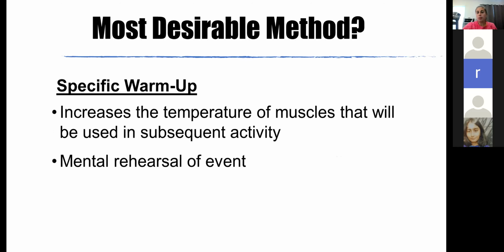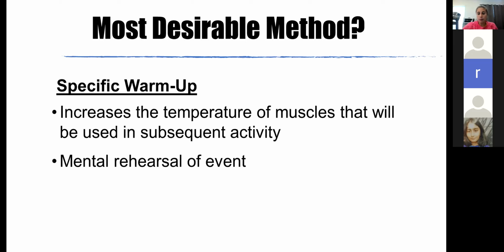So what would be maybe the most desirable? Which one is going to help you the most for what you're going to be doing? Well, that's probably going to be the specific warm-up. If you were to just, let's say, play a soccer game and you're going to jog around the field for 10 minutes and that's enough, you're probably going to put yourself at risk for injury if you're not warming up some of the muscles that you might be using for the soccer game, right?